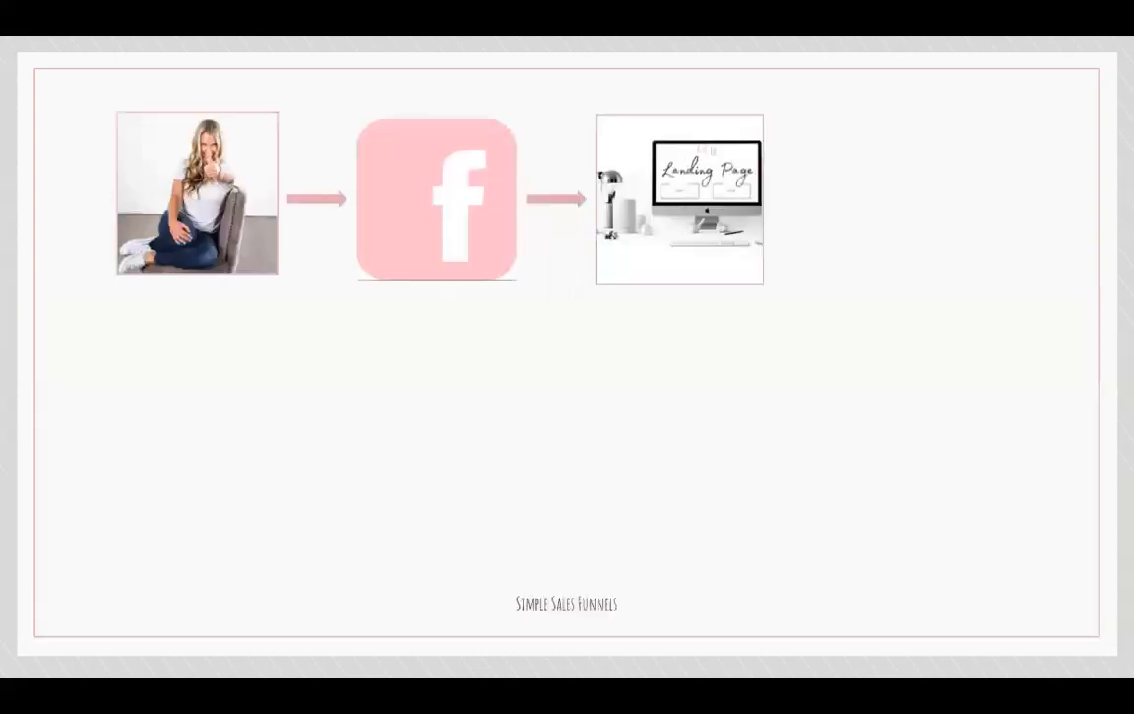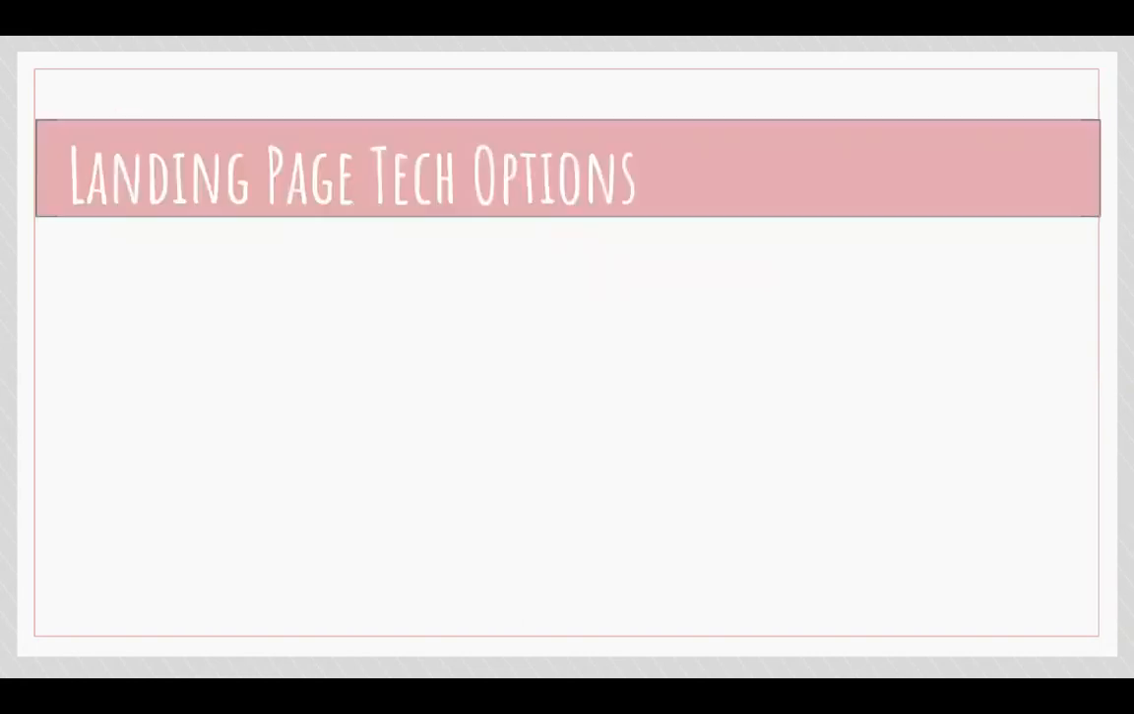Let's go back to our diagram so you can understand. You've got Katie, who has clicked on the Facebook ad, and now she's going to land on a landing page. The box on the landing page says, please enter your name here and your email address here. That's it. That's what a landing page is. There are a couple of options for page tech that you can use. I'm going to talk about four of them.